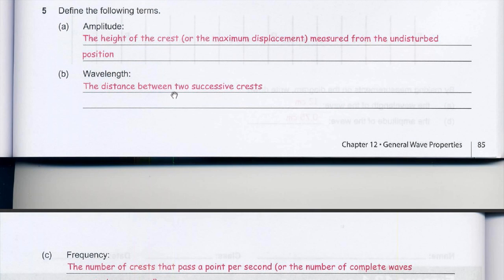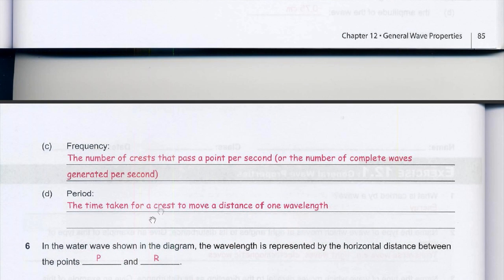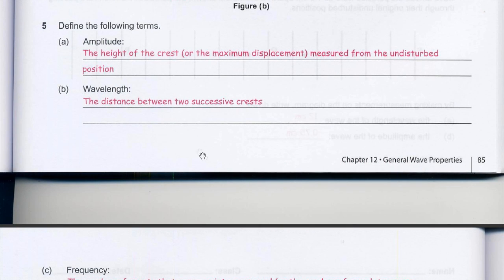Now for question number 5, define the following terms: amplitude, wavelength, frequency, and also period. The definitions can be found in your textbook, so I'm not going to go through it over here. Please memorize the definitions.